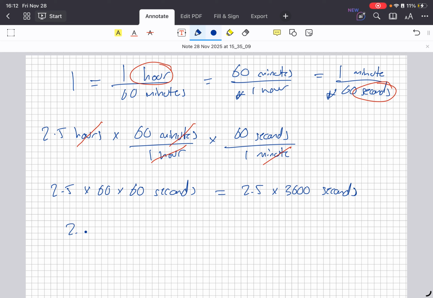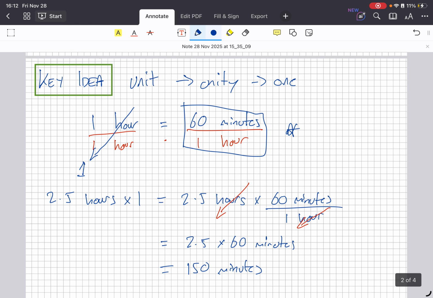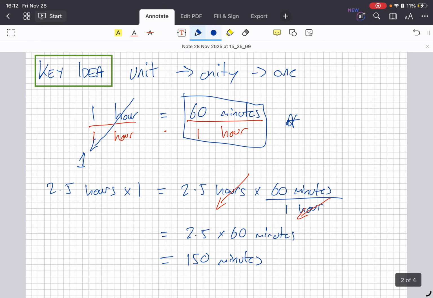So that's 2.5 hours is equal to, what would that be? So 9,000 seconds. So that's the key idea. All we have to remember is to multiply everything by 1, and that will allow you to convert between units.